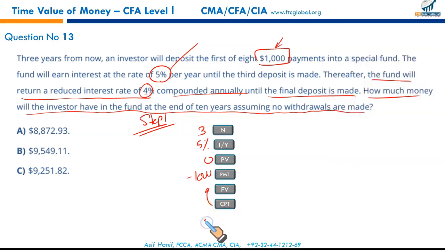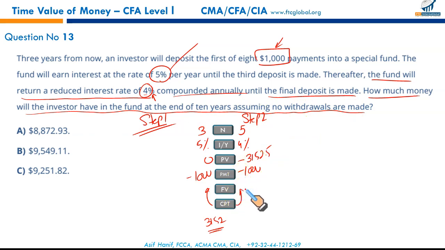This 3152 is now being invested as the present value. This will be invested again. This is step 2 now. The remaining period is 5 years. The interest rate will fall from 5% to 4%. This investment at the end of period 3 will be reinvested as present value. Consider it as a negative, that is outflow, 3152.5. And you will resume paying $1,000 again. You will continue paying $1,000 till the end of the 10th year, right? How much money will the investor have in the fund at the end of the 10th year, assuming no withdrawals are made? So you will have to calculate the future value.